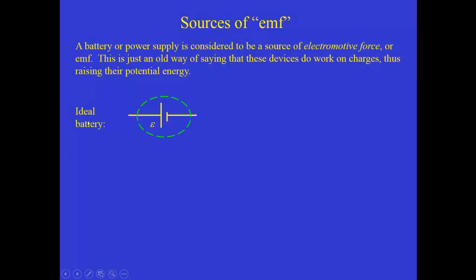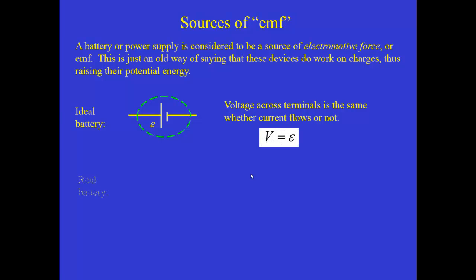First, there's the ideal battery or power supply, where an EMF, which has the same units as voltage, is produced inside, and it's ideal in the sense that whether we measure the voltage across these terminals when the battery's all by itself, or whether we connect this to a circuit and then measure the voltage, in both cases it would be the same. It's the same whether current flows or not.